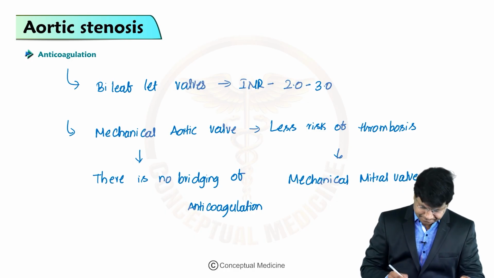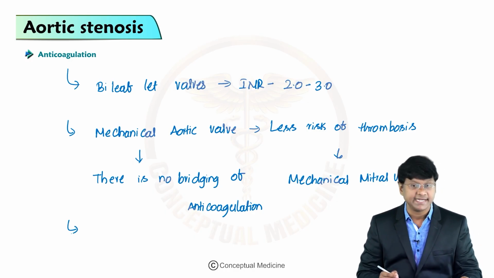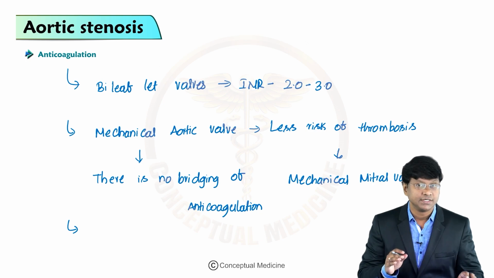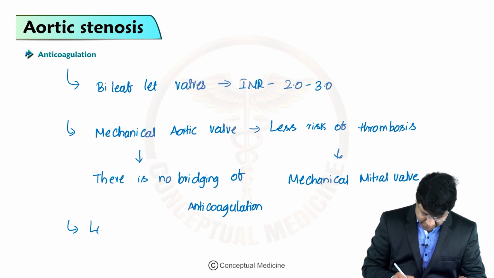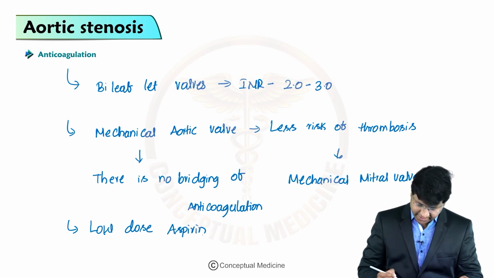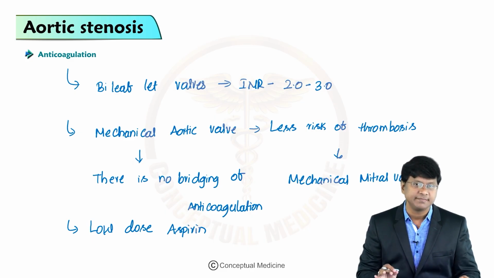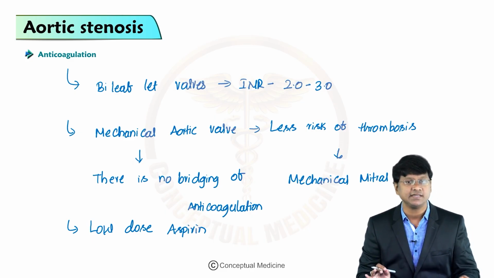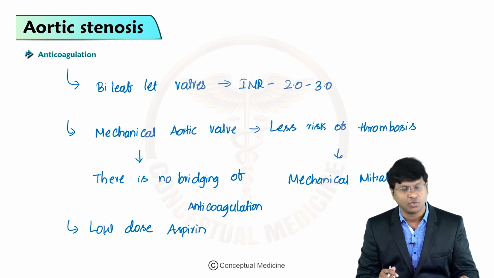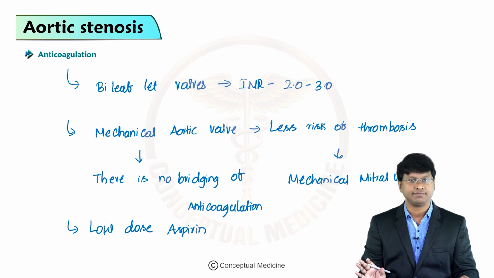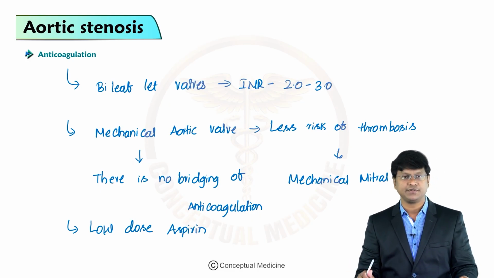Okay, and apart from this anticoagulation, low dose aspirin is also recommended as well. See, this low dose aspirin, which is an antiplatelet drug, is recommended as a prophylactic agent to prevent the thrombosis over the mechanical aortic valve. So this is about the treatment of the aortic stenosis.